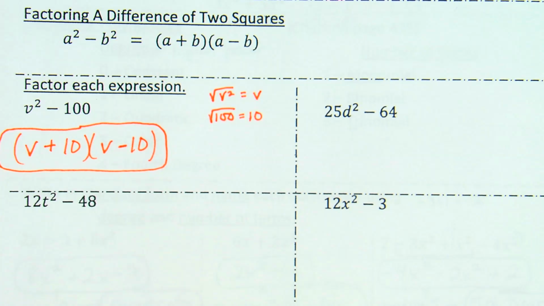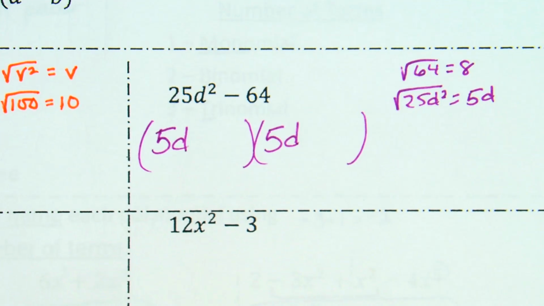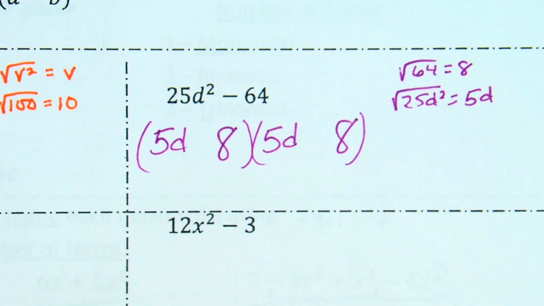2 parentheses. Okay, how does 25d squared break up? 5d and 5d. How does 64 break up? 8 and 8. How do you multiply to get minus 64? One negative, one positive. That's the final answer.